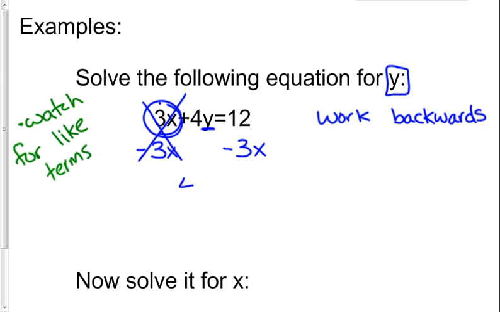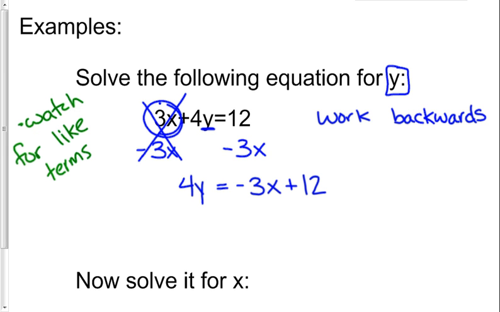So now what we have on the left is 12 minus 3x, which is not 9x. We cannot combine those two, so we're going to just write them separately. The order doesn't really matter. You can put the 12 first, be 12 minus 3x, that's fine. Okay, but you cannot combine them.